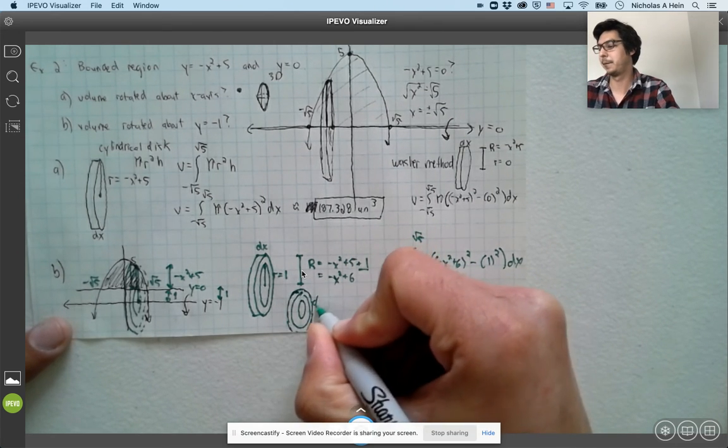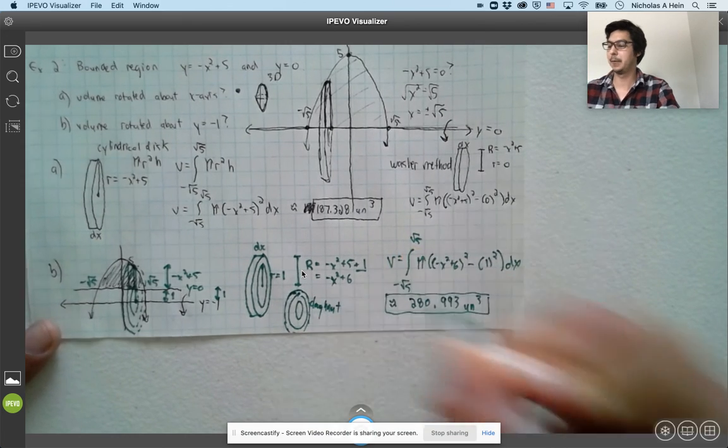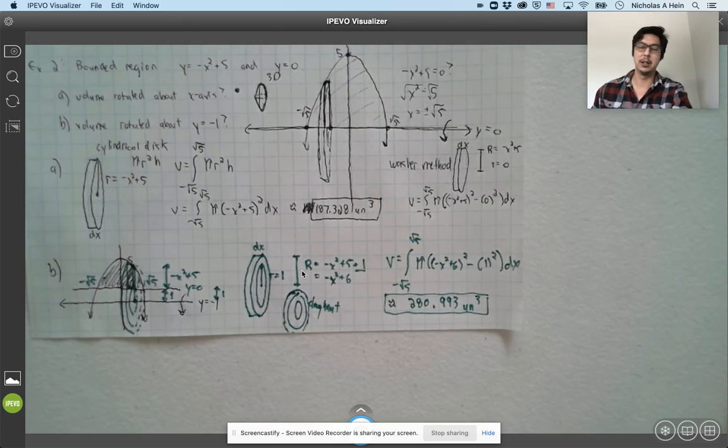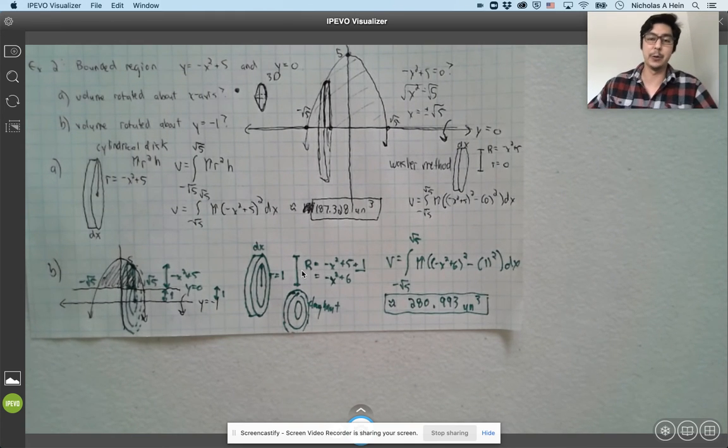So there it is, a little bit more volume of washers, discs, and talking about sometimes when you have to account for that radius. Okay. Hope that helps.